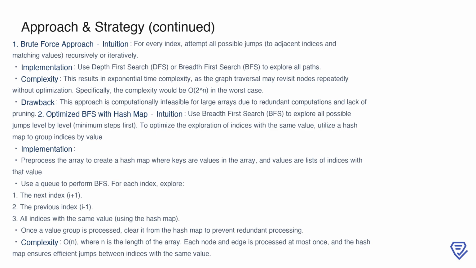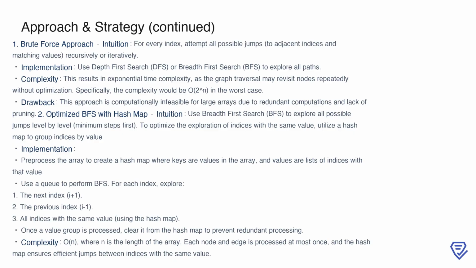To overcome these inefficiencies, we can use an optimized BFS approach. This method involves exploring the graph level by level, ensuring that we prioritize paths with the fewest jumps. By grouping indices with the same value in a hash map, we can efficiently handle these connections. The hash map is created by pre-processing the array, mapping each value to the list of indices where it occurs.